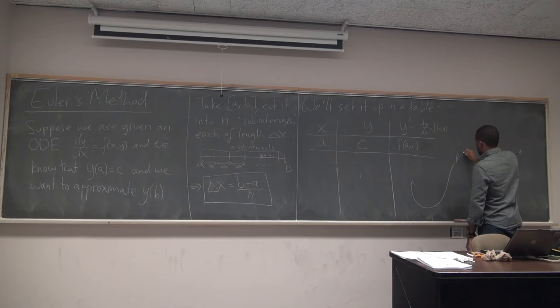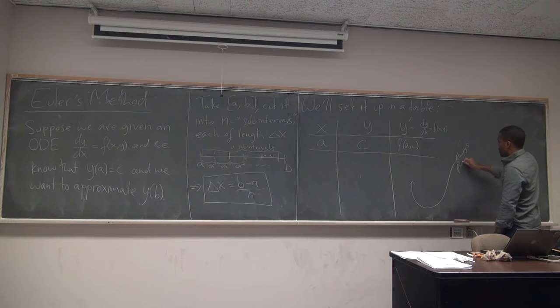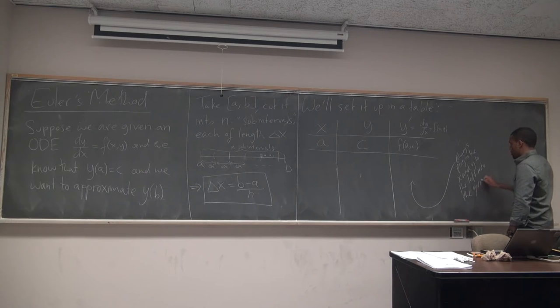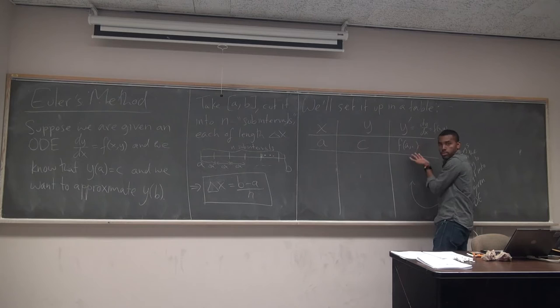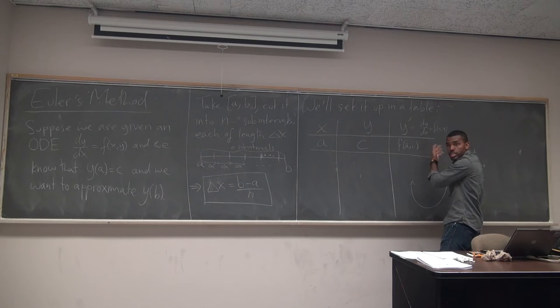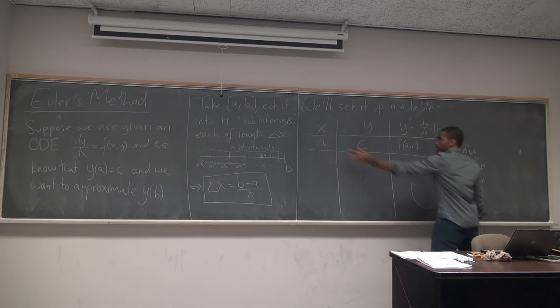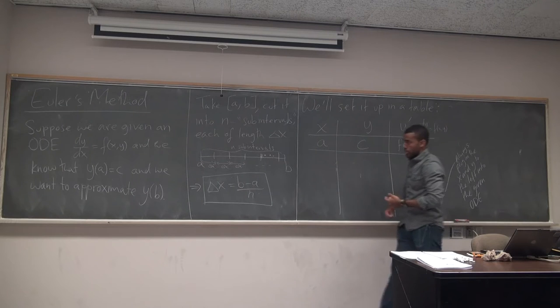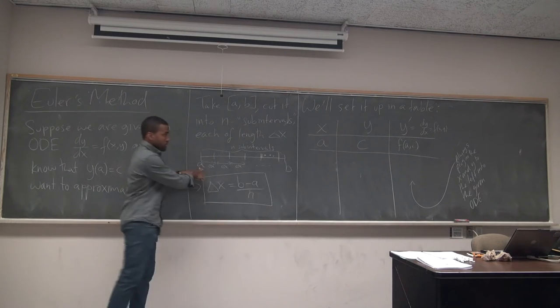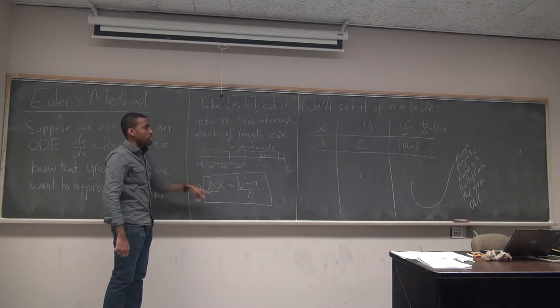What I'm always going to do in this column, everywhere in this column, is plug in the x and y to the left into the given ODE. Once I have my x and y, I plug into the formula and compute the slope, because the differential equation gives me a formula for the slope. So my x is a, my y is c, and I plug a and c into this formula. So far, so good. That's at the first point. At this point, I know the value of the function and the value of the derivative. Okay, now let's move forward.